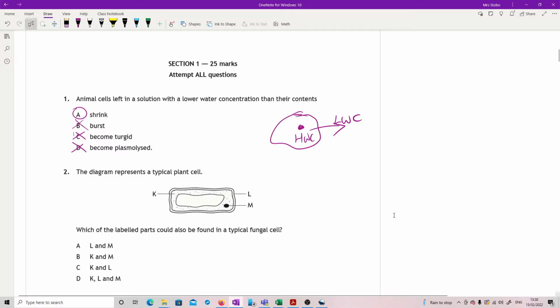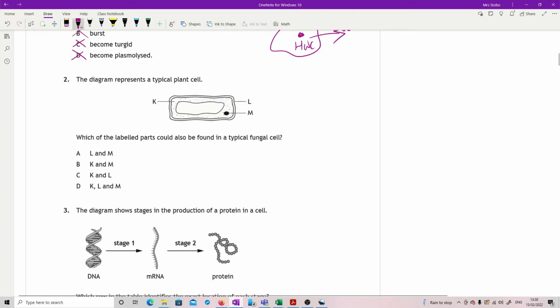Question two. Diagram represents a typical plant cell. Which of the labelled parts could also be found in a typical fungal cell? Okay, so fungal cells are kind of odd in lots of ways. They've got a nucleus, like an animal and plant cell. They have a cell wall, like a plant cell. They've got plasmids and mitochondria, so they're kind of like a mixture of two different types of cells that you would expect to find.